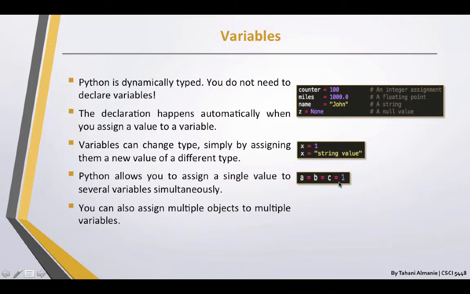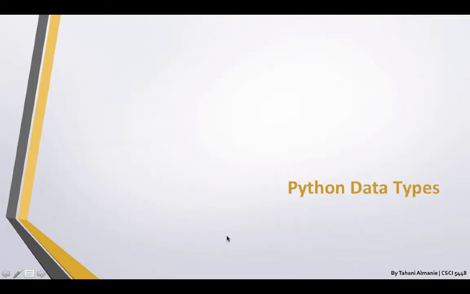And you can also assign multiple objects to multiple variables, like this. So here, A has a value of 1, B has 2, and C has a string John. Now let's go to Python data types.